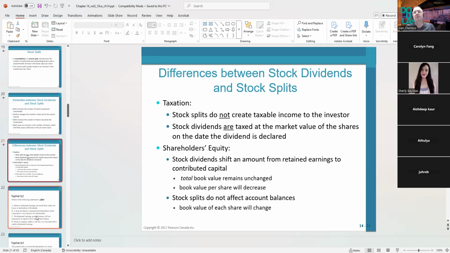For that reason, corporations usually refrain from issuing stock dividends. That's going to make the shareholders very unhappy. Why again? Because they have to pay taxes. Imagine you getting shares and you have to pay taxes in cash.